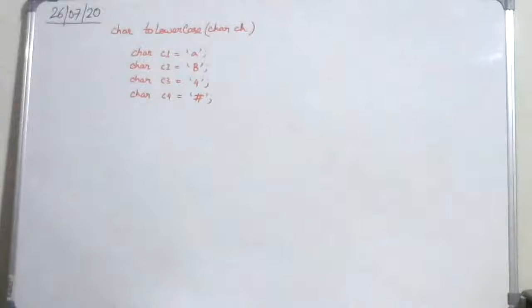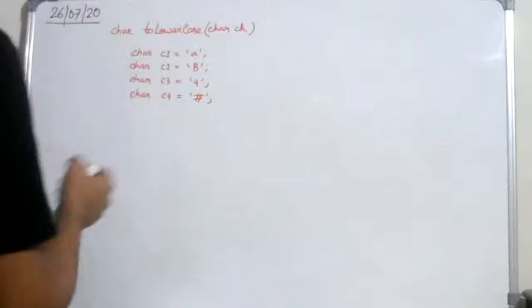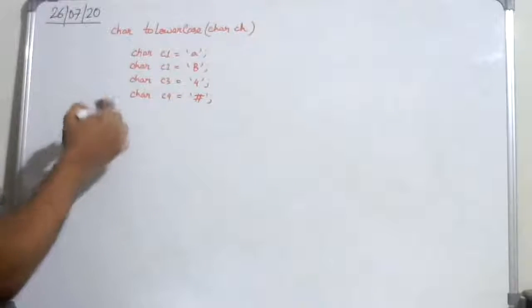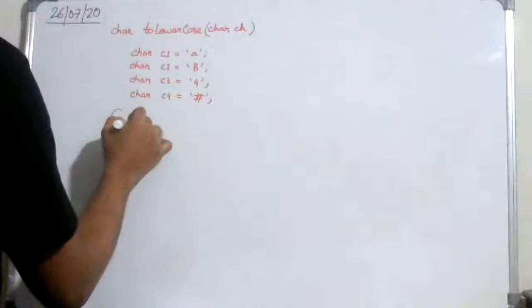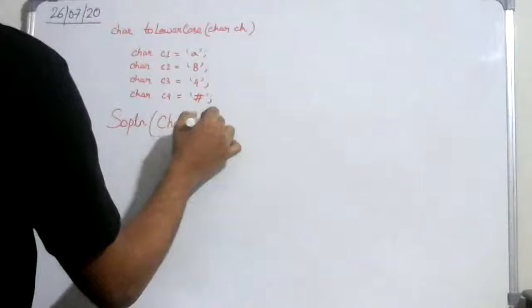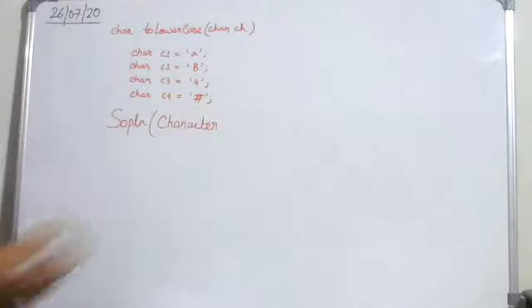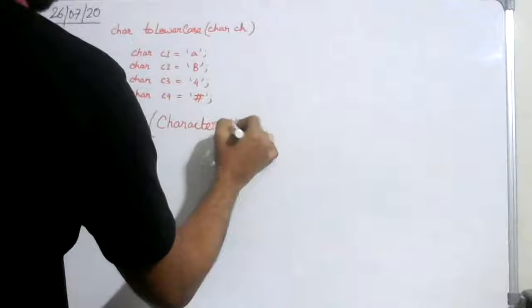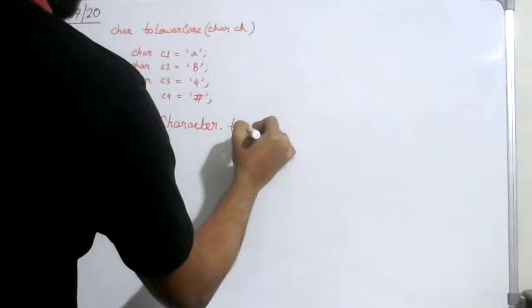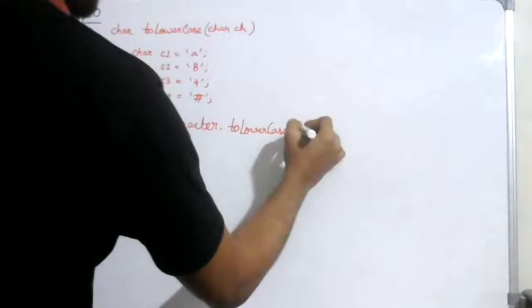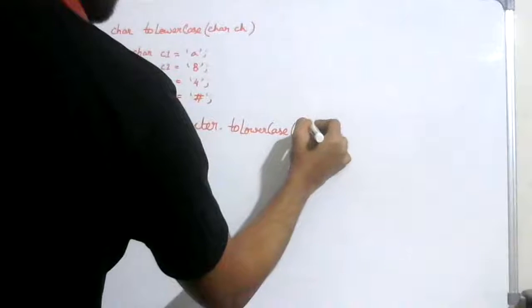Now, when I call the toLowerCase function for these particular character variables, what happens? Let's see. I'll just write a single SOPLN statement, using that syntax to call the function. So Character, which is the Character class in the java.lang package, the dot operator followed by the name of the function, toLowerCase, and inside we pass the variable as an argument. So it actually works upon the value stored in the variable.